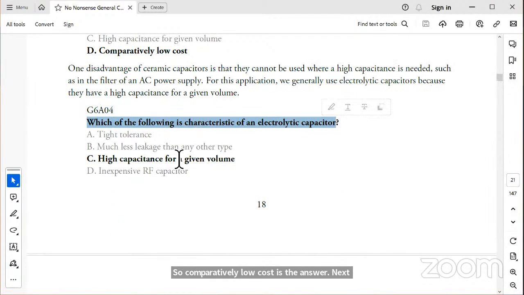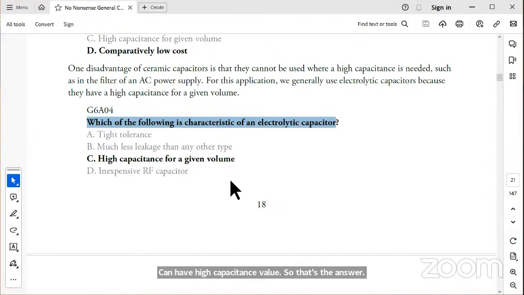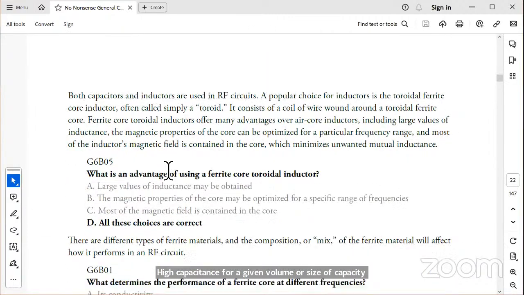Next capacitor question, this time electrolytic. Which of the following is characteristic of an electrolytic capacitor? So we said that electrolytic capacitors, for their size, can have high capacitance value. So that's the answer. High capacitance for a given volume or size of capacitor. All right, packs a little punch in a small package.